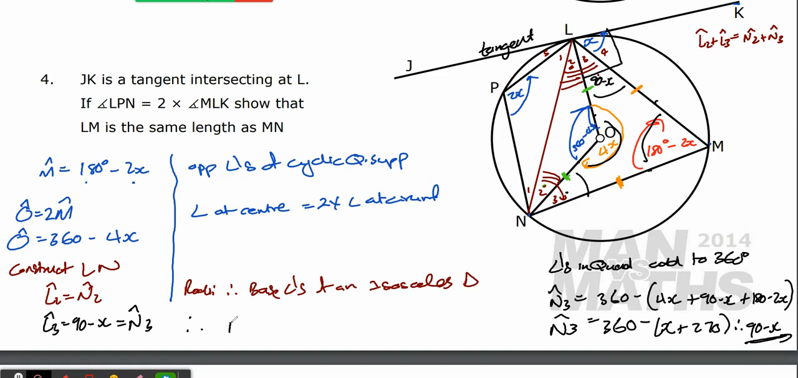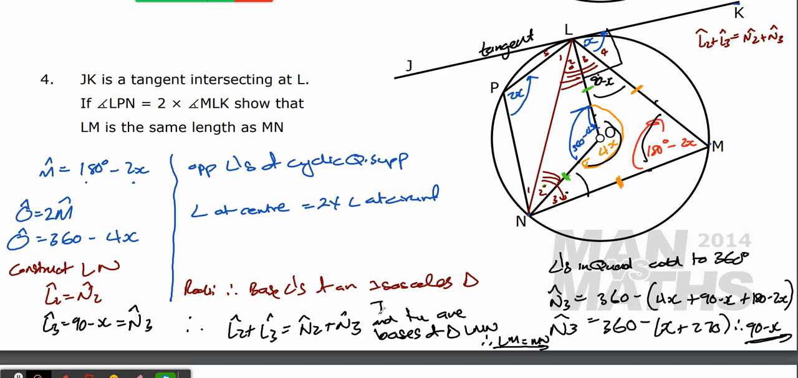So therefore, L2 plus L3 is equal to N2 plus N3. And they are the base angles of triangle LMN. So therefore, LM is equal to MN because it's isosceles. You can state on those lines that it's an isosceles triangle, and that's how you would end up finding that one there.